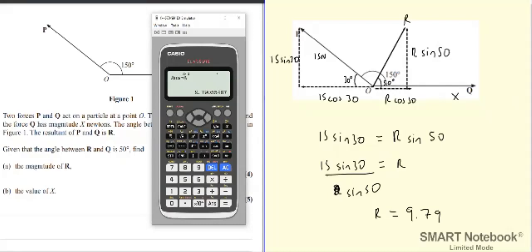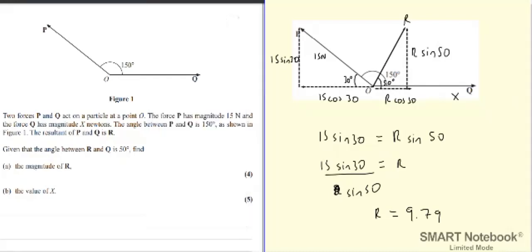We're still resolving vertically and horizontally. That's got to be the key thing that you're doing here. And what we're realizing is vertically, there was only one force. So that must be equal to the vertical component of R. And that's why we made those two components the same. Does that make sense? Can you let me know in the chat?